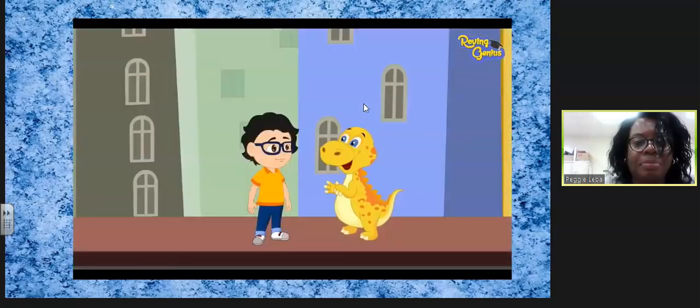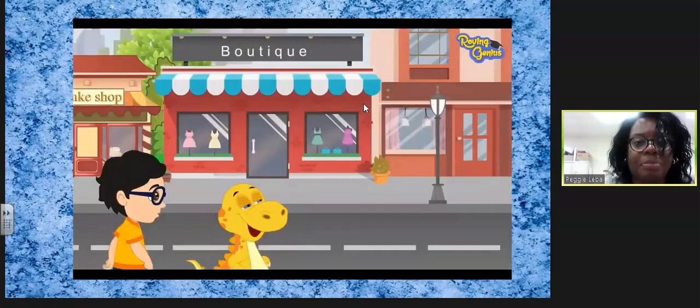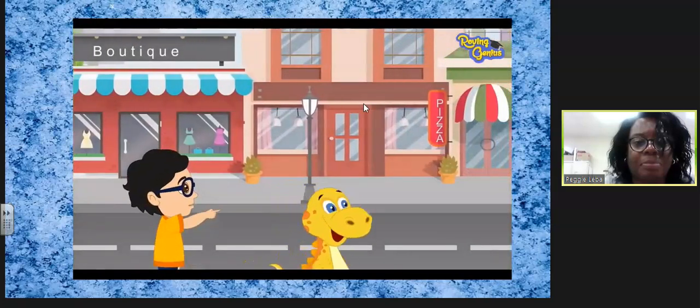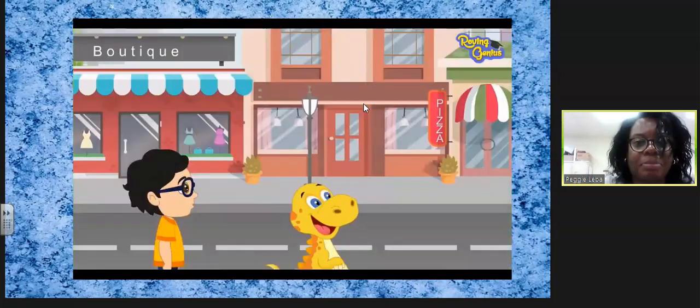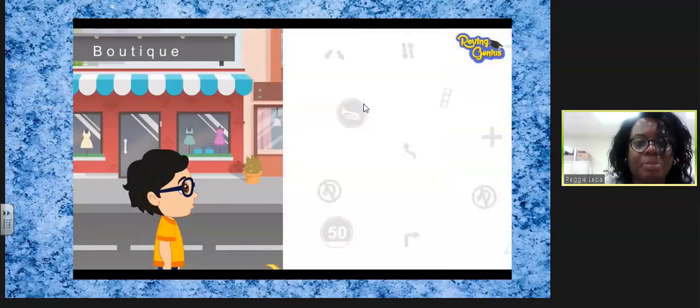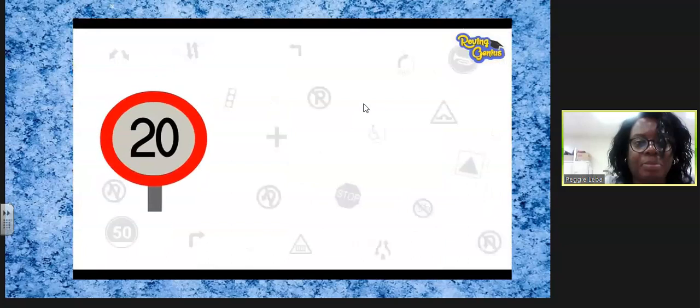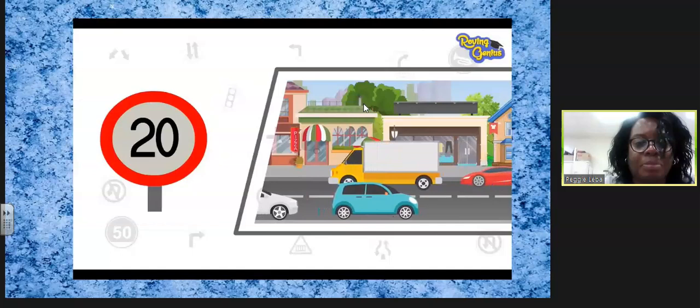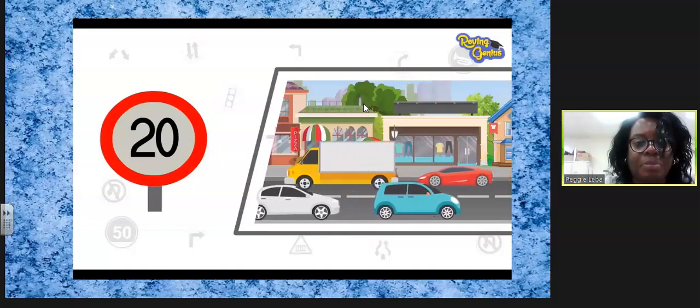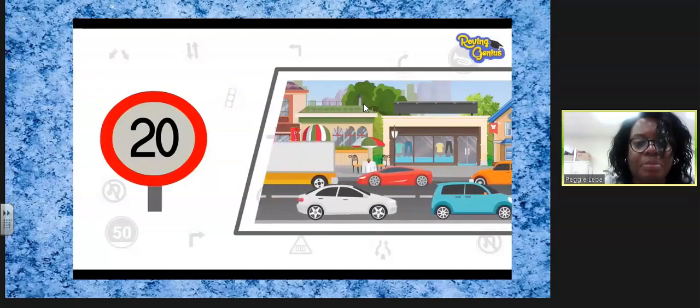Now, let us walk towards the school. What does that 20 signboard indicate? That's a speed limit board. It says 20. That means the vehicles should maintain a speed of 20 kilometers per hour while driving.